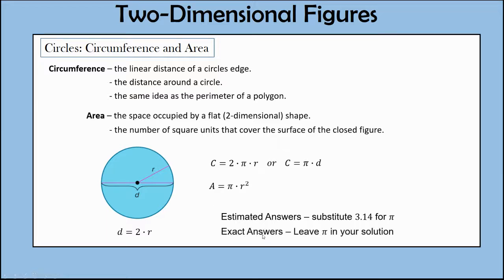If they want exact answers, which I don't think we have any of this tonight, then we'll actually just leave pi in there. All right. Whatever our number is, we calculate in either formula, we'll just write that number times pi in our solution. And you'll see this when we come to it.